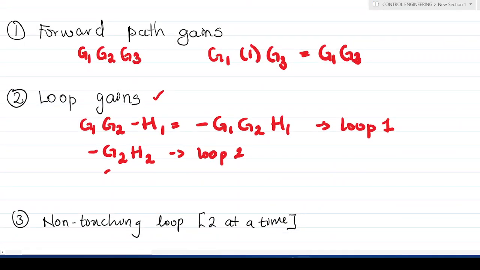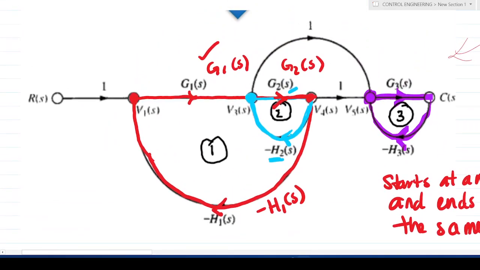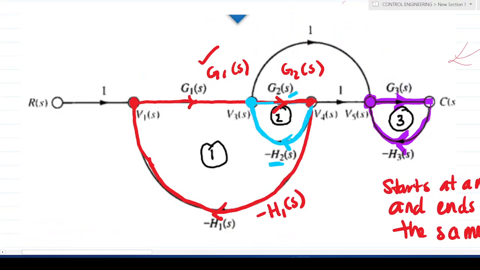This will be G3 times minus H3. You can write the minus in front. This was our third loop. Now, looking back at the signal flow graph, I don't think we have any other loops we can go, because if we try using this path, you find that we don't come back to the same node we started from, so we cannot use this path. So that is all for loop gains.